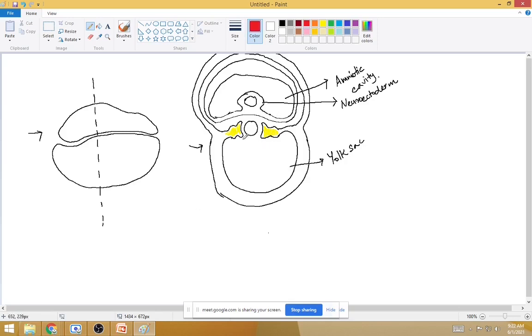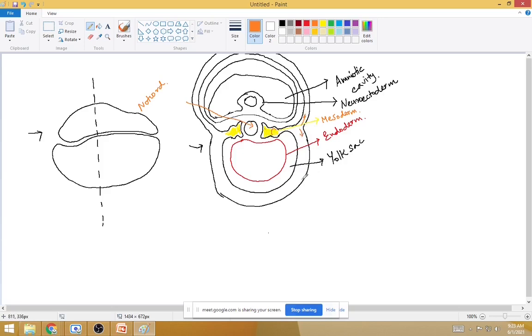So the red one is the endoderm. The yellow one is the mesoderm, and this is the neuroectoderm. Now, what is this? Anyone? This is the notochord. Now, by the side, these two are the paraxial mesoderm. This is the intermediate mesoderm, which divides into two.